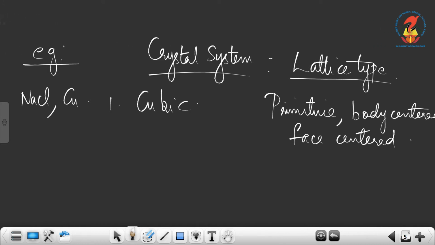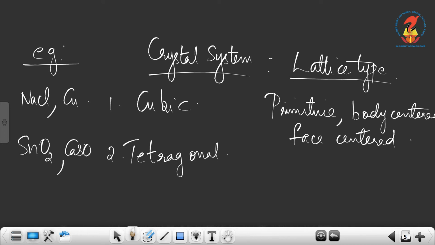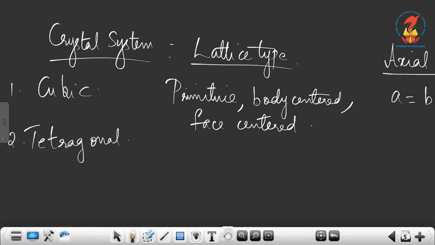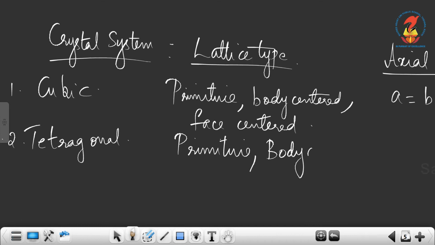Now the second type of crystal class is tetragonal. An example for tetragonal crystal class is tin oxide, then calcium sulfate. These are the 2 examples for tetragonal. Now let's see the possible lattice type in tetragonal crystal system. The possible lattice is primitive and body centered.